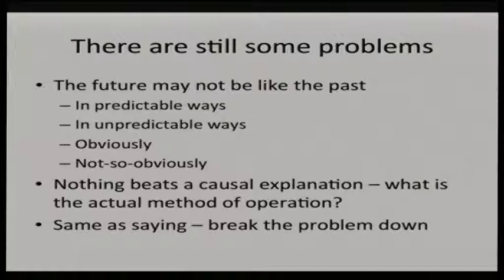Okay, so there are still some problems. The future may not be like the past. The data set you've got may not be like the data that you don't have. There are predictable ways, like winter versus summer. There's some obvious reason that those things are going to be different. It could be less subtle. Nothing beats a causal explanation: a working hypothesis that this thing has a direct causal link to this other thing that you can test on a large amount of data.